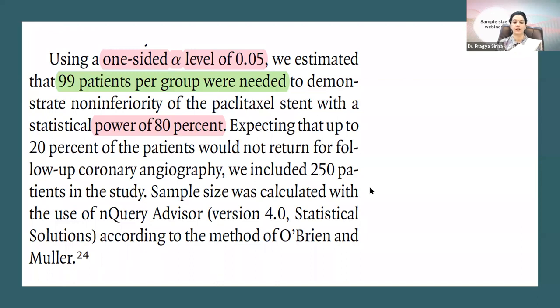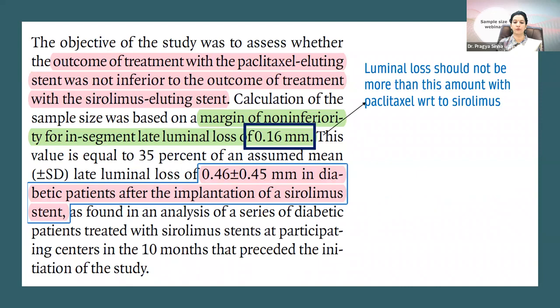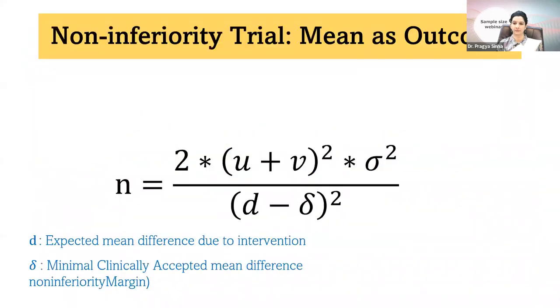Now let's see, if I go back to the formula here, can you see the mean as an outcome? You can see here this D. D is the expected mean difference due to intervention. This D we have taken as 0 here, the mean difference between the two groups, 0.46 both. And this delta, we have taken as 0.16. So if you have any value here and you deduct it, and you square it, the whole number will be less. So the sample size will be more.